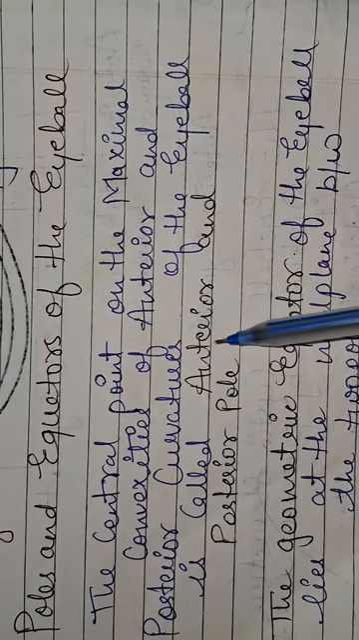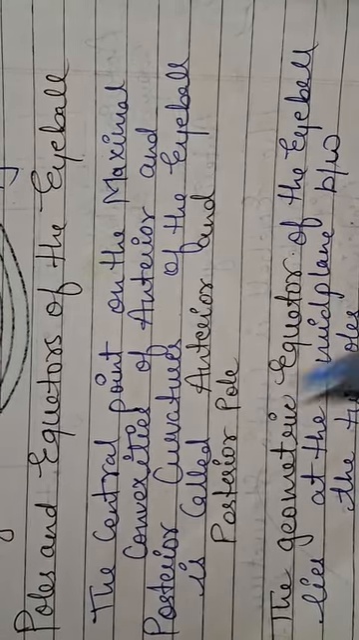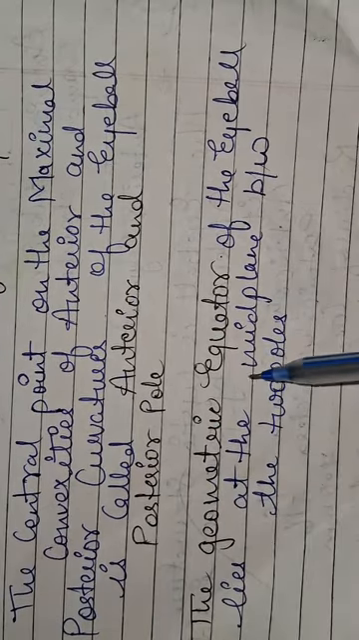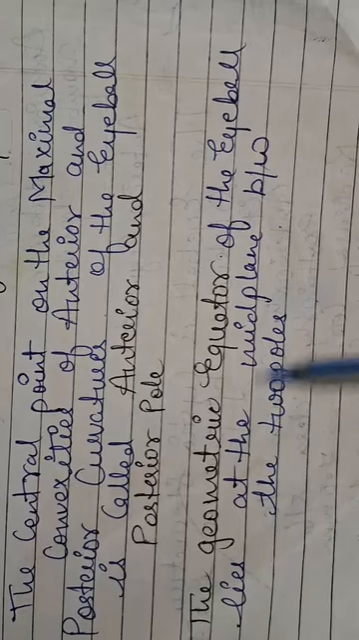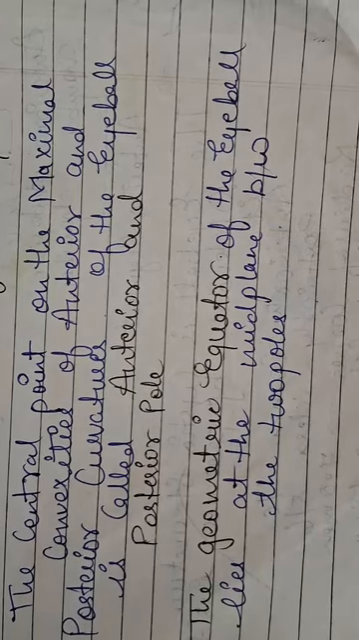There are 2 poles of eyeball, anterior pole and the posterior pole. There are 3 equators of eyeball. First, the geometrical equator of the eyeball lies at the midplane between the 2 poles. This is called the geometrical equator of eyeball.